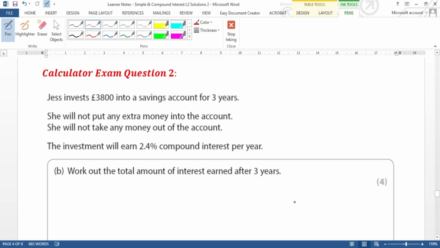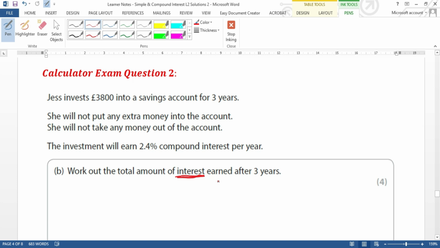Calculator exam question 2 says, Jess invests £3,800 into a savings account for 3 years. She will not put any extra money into the account. She will not take any money out of the account. The investment will earn 2.4% compound interest per year. Work out the total amount of interest earned after 3 years. Oh, interesting. So this one's slightly different. This one's asking for just the interest.